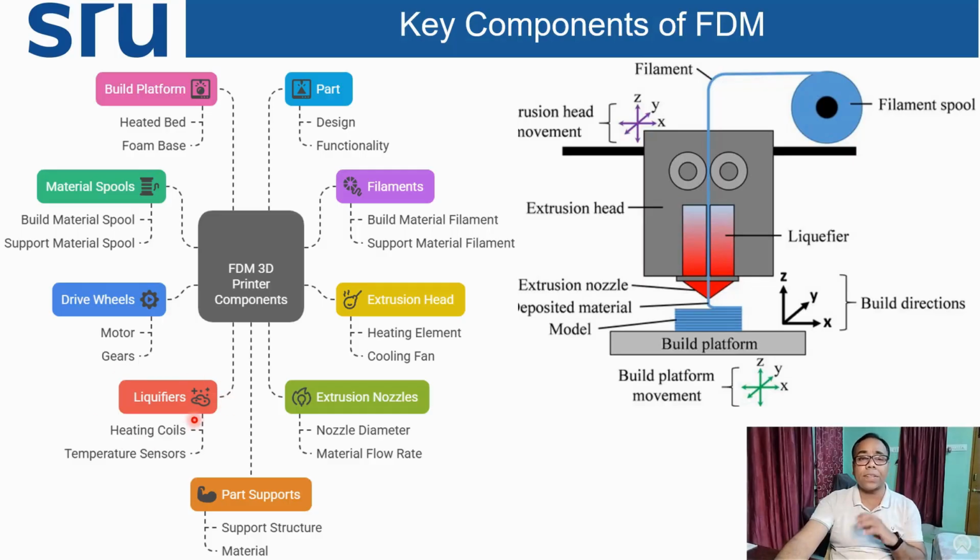Similarly, the liquefier is nothing but the heating element. This heating element will be there so that the filament will be heated and converted into liquid material. So a heating coil will be there. Similarly, a temperature sensor will be there. How much temperature is required to perform that, will be generated and controlled by the temperature sensor. One can observe what the temperature of the build platform is, and those things as well, we can get everything.